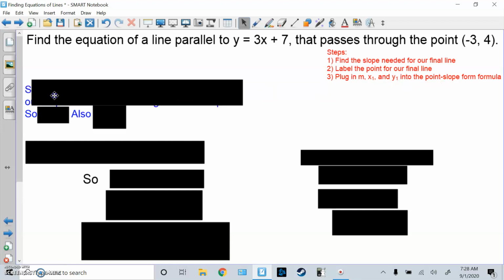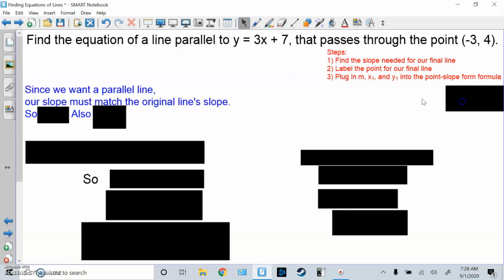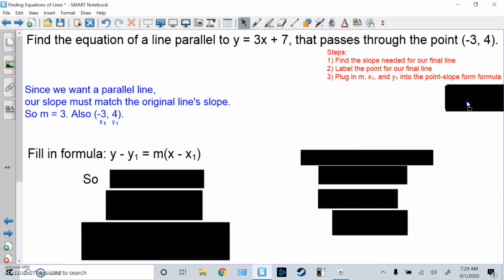Alright, so first, since we want a parallel line, our slope must match the original line slope. The original line slope is 3 because this is already mx plus b, so you should identify the 3 right away. So it has to be the same, so our slope is going to be 3 as well. Also, to knock on the second step, I'm going to label x1, y1, so -3 is x1, 4 is y1. Then you fill in the formula.